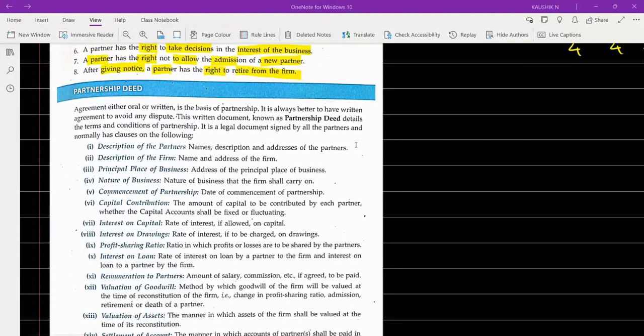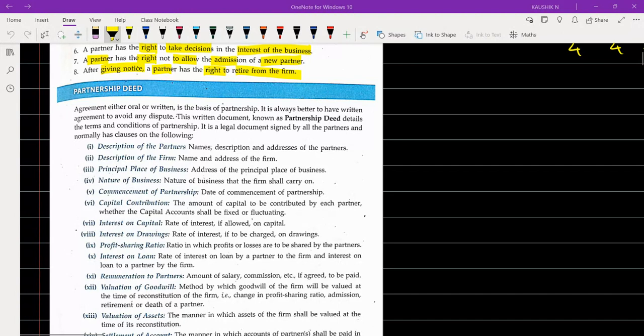This also you have learned in your 11th business studies. That is, what a partnership deed is all about and what it consists of. Okay, what are the components of a partnership deed? Okay, so let's discuss the same. Partnership deed.